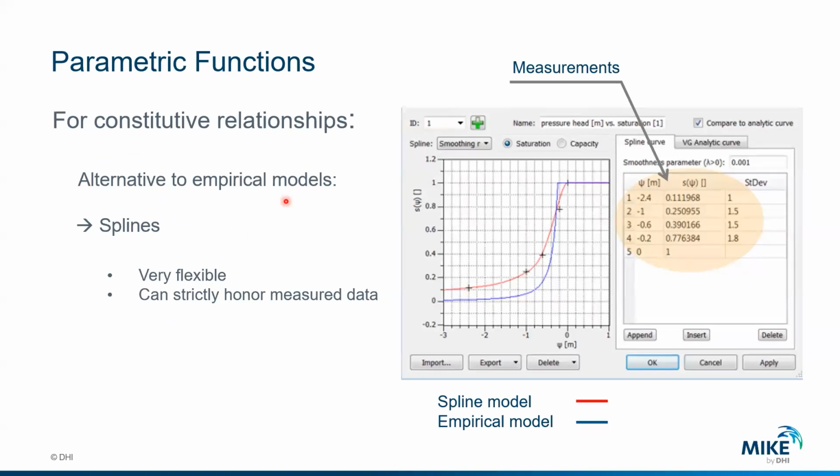Another formulation is what we name parametric functions. Parametric functions, in simple words, means polynomial fit. So you have some data, and you put this data in a small graphical interface, pressure head and saturation, and then you ask FEFLOW to make a fit. This is not something normally used, because sampling these soil retention curves is not a common task.